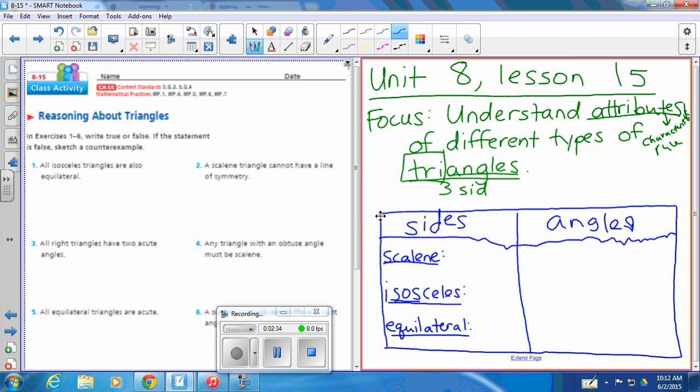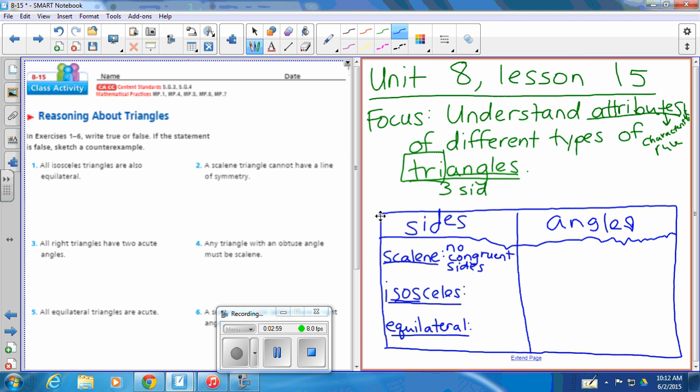So scalene reminds me of leaning, which means it has no congruent sides. So it's going to lean some way. No sides are congruent. So would there be any tick marks on a scalene triangle? Nope. There would be 0 tick marks because all the sides are different. So it would just be blank. They wouldn't put 1 tick mark on one, 2 on another, and 3 on another. They would just leave it blank.